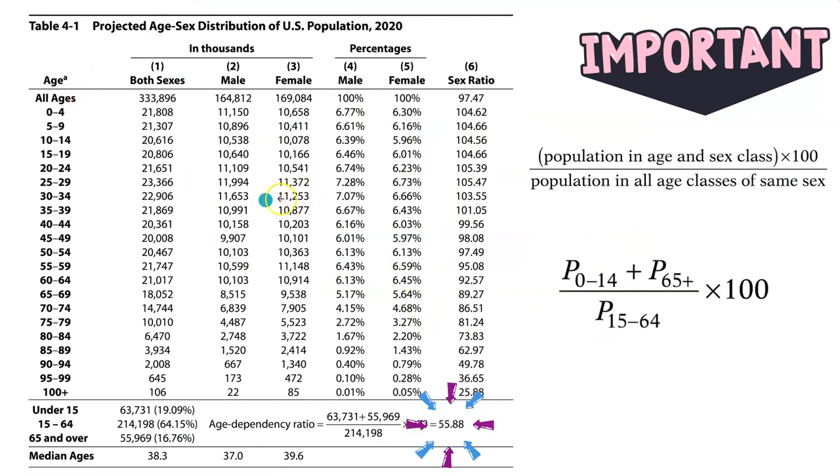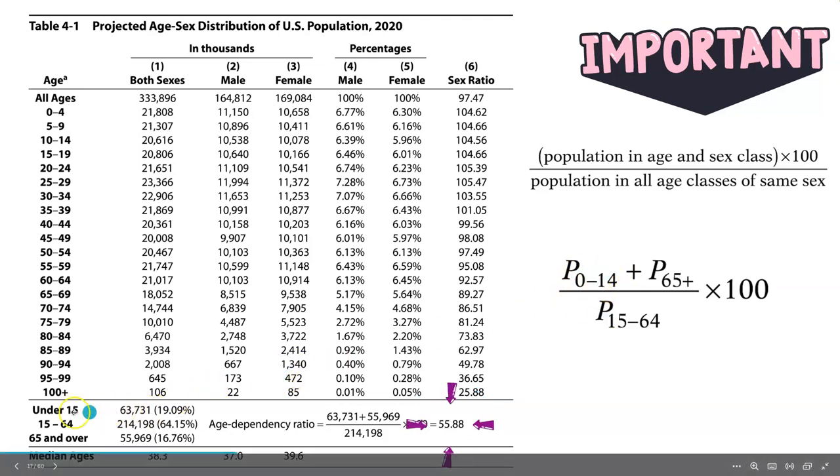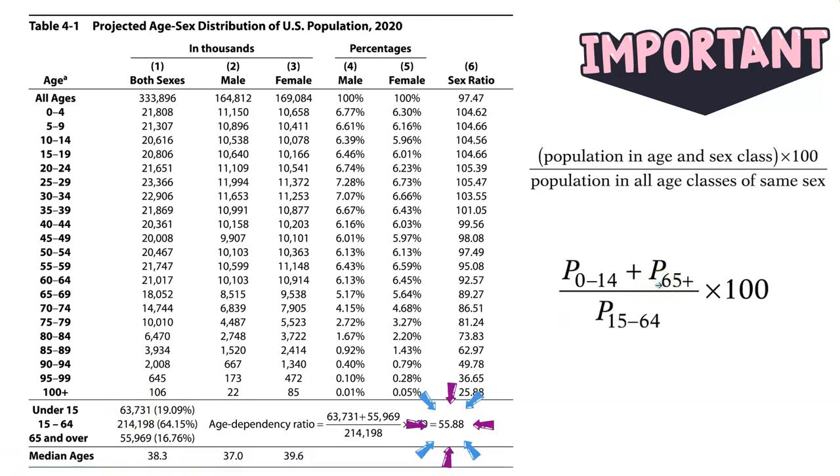So you might see this kind of graph and think it is very complex, and you might be afraid of it. But as I said, we look at the proportion or the number of people of this age, 0 through 14. So in this table, under 15, which means 0 through 14, there were 63,731 people.